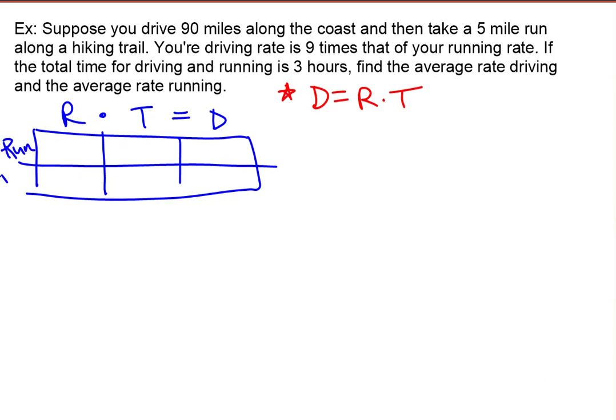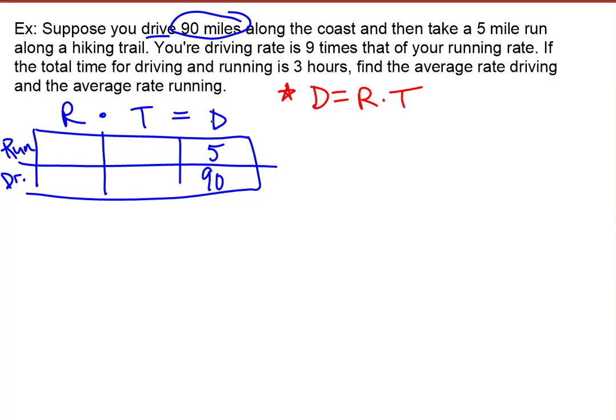Let's say run, and let's just say dr for drive. All right, so we have running and we have driving. Again, doesn't matter which row you label which. Now, in this problem, we have to use what's given to start filling in the chart, right? Suppose you drive 90 miles along the coast, so they're just giving us a distance of driving right in that first little phrase there. 90 miles is what you're driving, so distance driving should be 90 along the coast, and then take a 5-mile run along the trail. Well, your run distance then would be 5. So that gives us a way to fill in the distance parts of this chart immediately, which is useful.